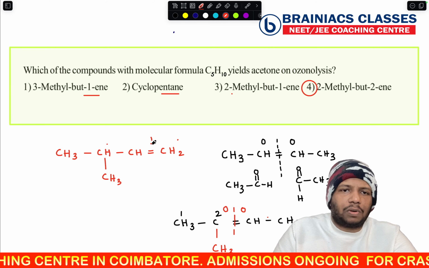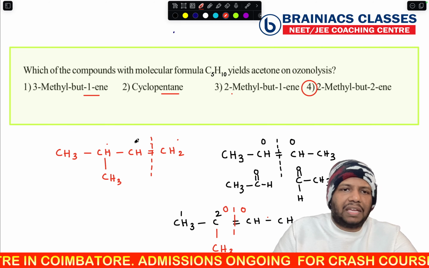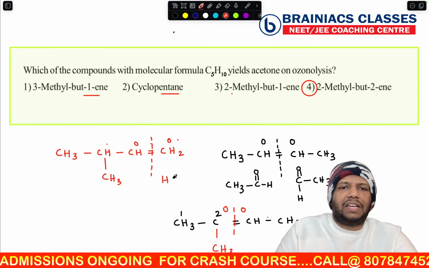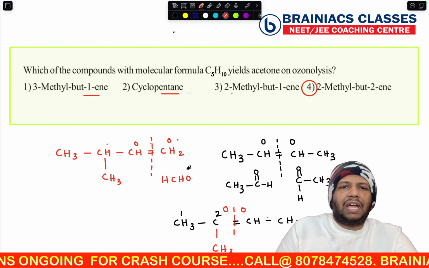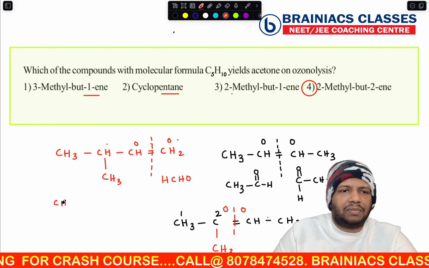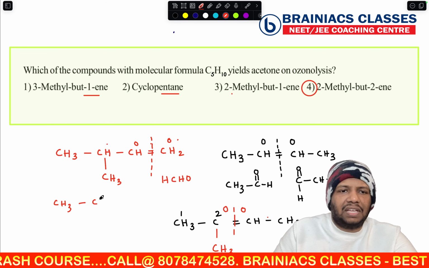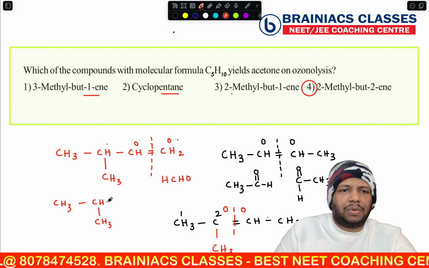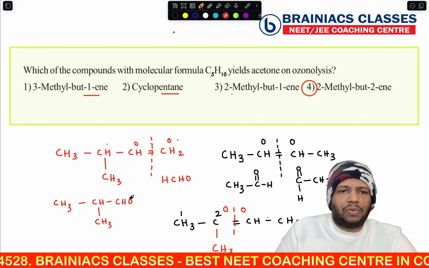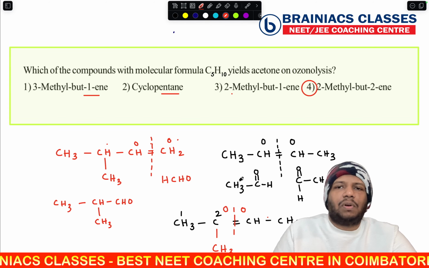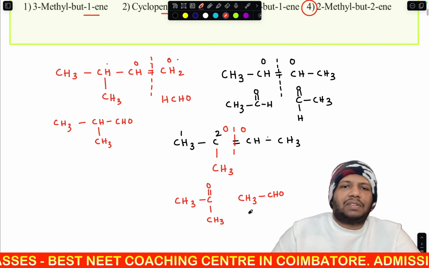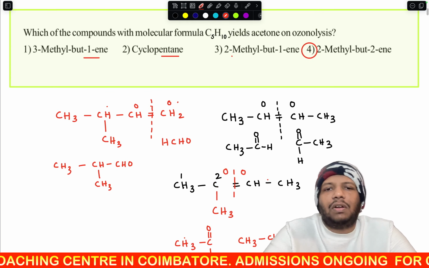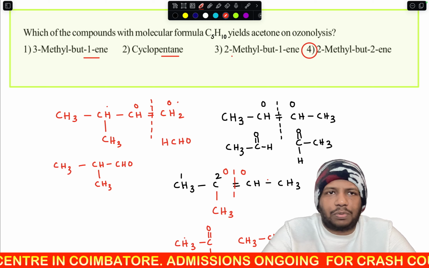Now if you are doing ozonolysis for this one, oxygen will come here, oxygen will come here. So this will give you formaldehyde, HCHO, and this will also give you an aldehyde only: CH3, CH, and here CH3 is there, and this is also becoming CHO. Very important for acetone: acetone has 1 carbon connected to 2 methyl groups, and that is present only in option 4. That is the reason I have chosen option 4.